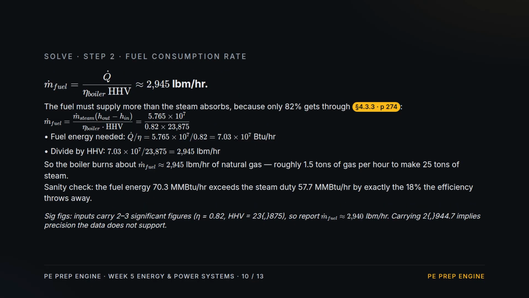Step 2. The fuel rate. The fuel must supply more than the steam absorbs, because only 82% gets through. Divide the heat duty by efficiency to get the fuel energy needed, about 70.3 million per hour. Then divide by the heating value. The boiler burns about 29.45 pounds an hour of natural gas, roughly 1.5 tons, to make 25 tons of steam. Sanity check. The fuel energy exceeds the steam duty by exactly the 18% the efficiency throws away. Report it to 3 figures, about 29.40.